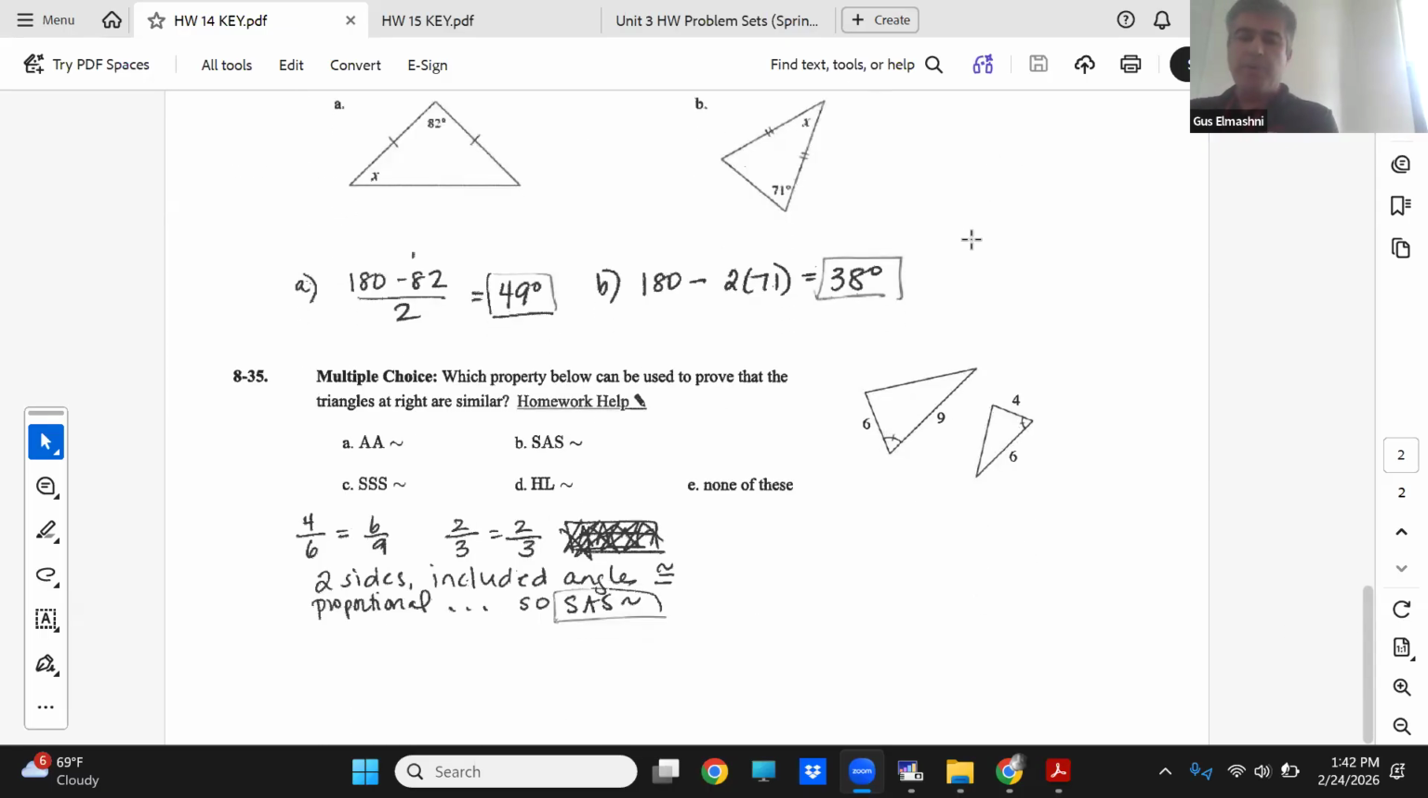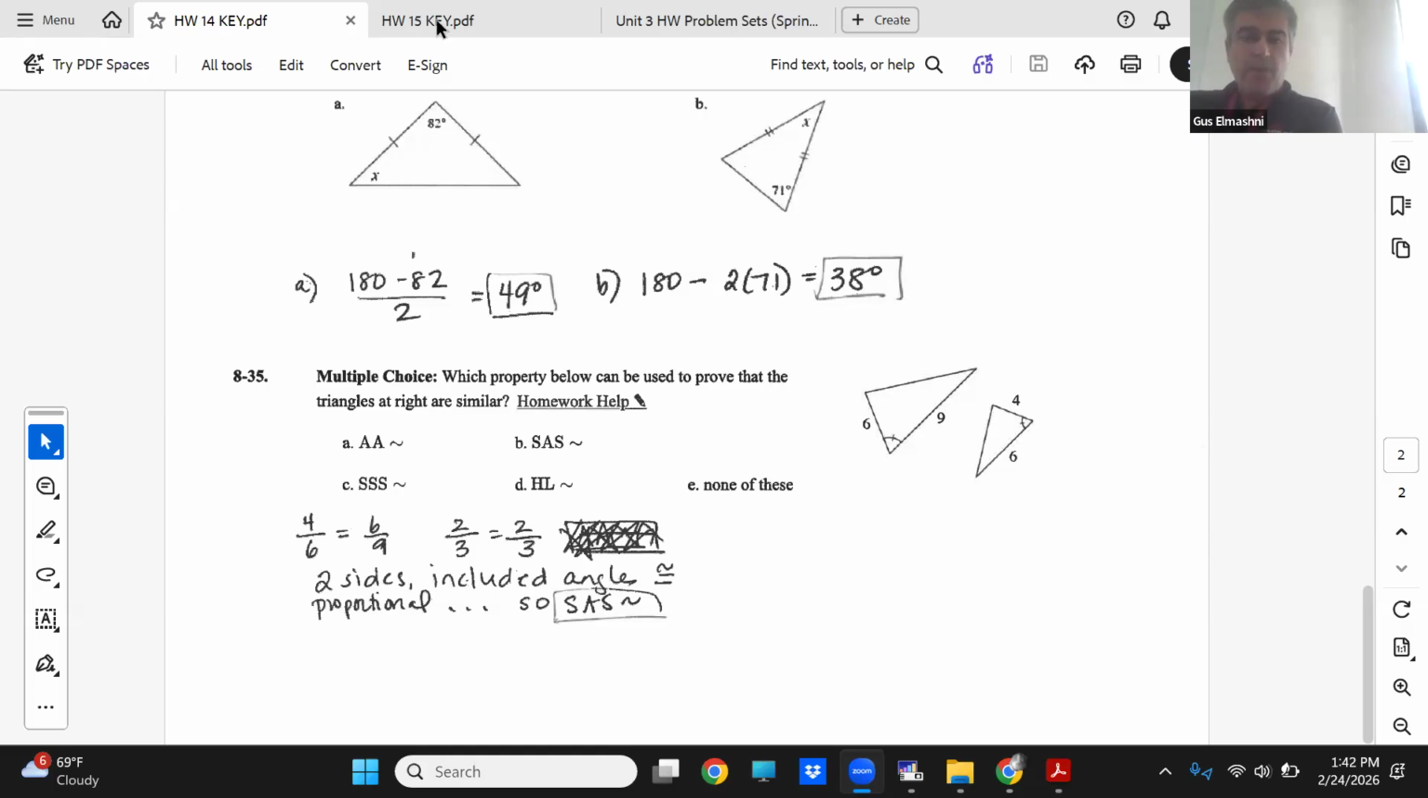Old school stuff, like just make sure you know how to prove triangles are congruent. Clearly, you have an angle in between and you have sides. However, we're not doing congruence. My apologies, it's similarity. There's no such thing as hypotenuse leg similarity, so that's just crazy. And you have an angle in between two sides, so side angle side similarity. So hopefully that was recognizable.